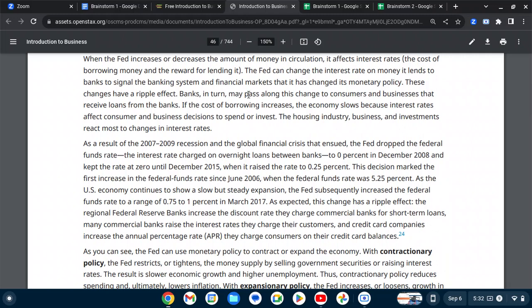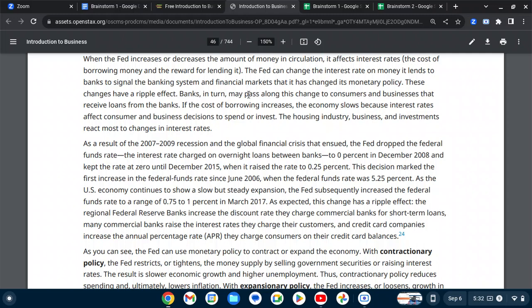The housing industry, businesses, and investments react most to changes in interest rates. As a result, for the 2007 to 2009 recession and the global financial crisis that ensued, the Fed dropped the federal funds rate, the interest rate charged in overnight loans between banks, to 0% in December 2008, and kept the rate at zero until December 2015, when it raised the rate to 0.25%.